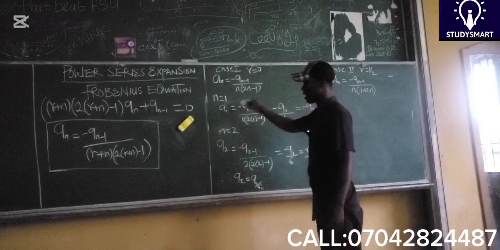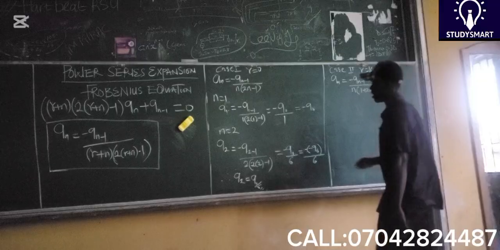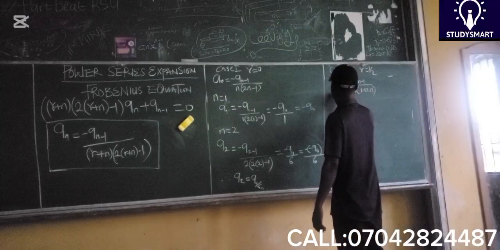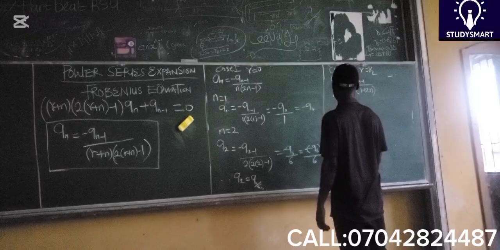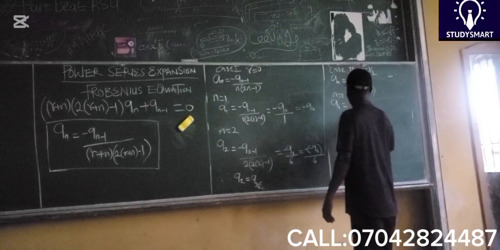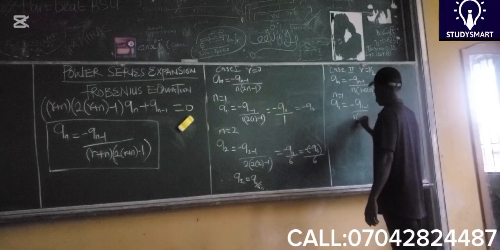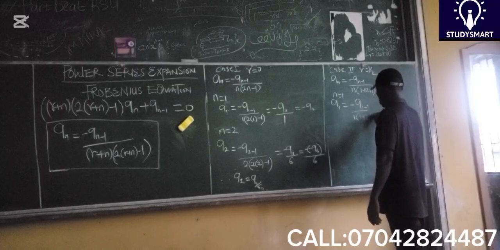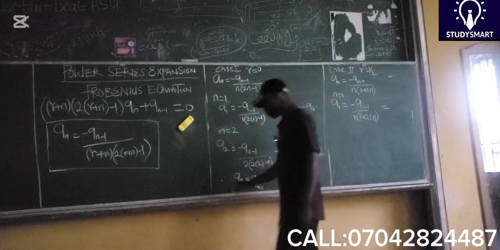Right, so I said I'm just going to be doing for n equal to 1 and n equal to 2. So let's do the same thing for this case here. Let's substitute n equal to 1. I'm going to be having A1 equal to minus A into 1 minus 1 over 1 into 1 plus 2 times 1.